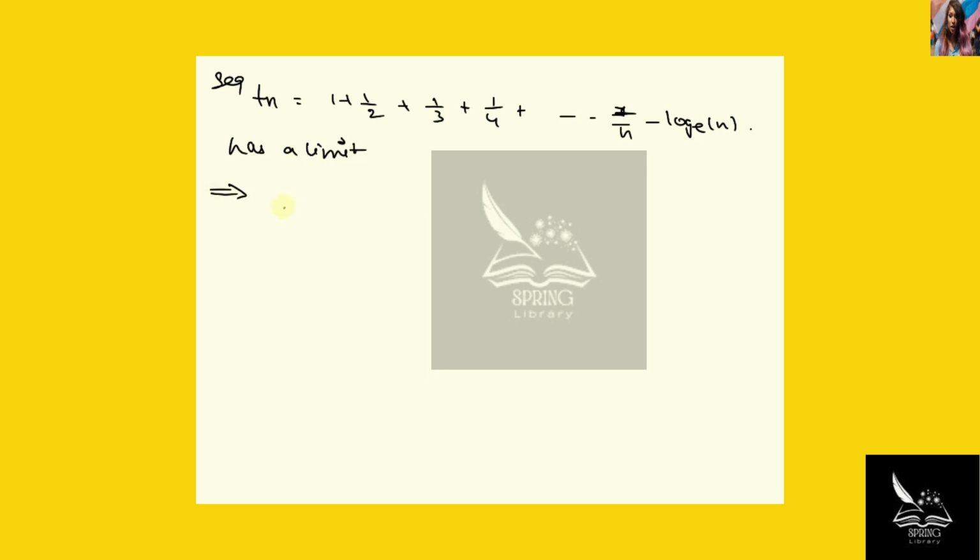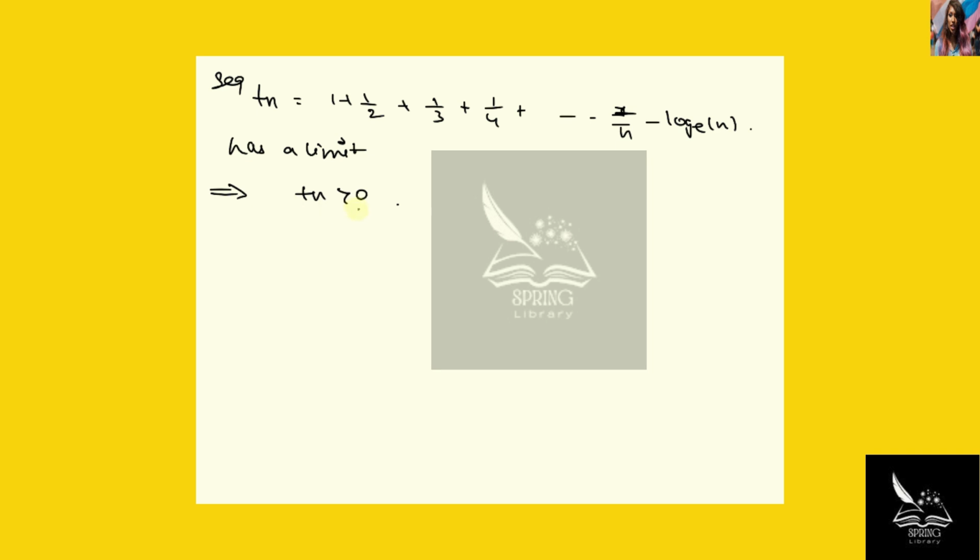Hi, here for the given question we are given that Tn is equal to 1 plus 1 by 2 plus 1 by 3 plus 1 by 4 up to 1 upon n minus log e base n. Now here we need to prove that this given sequence has a limit. So here in order to start the proof we will start with Tn is greater than 0.